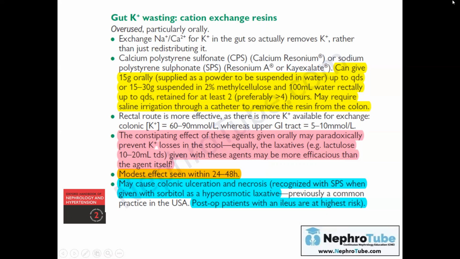And the first and the most important point is that the action of these drugs appears within 1 day to 2 days. So it is used in the emergency management of hyperkalemia to prevent rebound of hyperkalemia later, but not for the rapid decrease in the serum potassium. And finally, one of the most known complications of this drug is chronic ulceration. It was recognized before with the sodium sulfonate powder, especially when given with sorbitol as a hyperosmotic laxative.